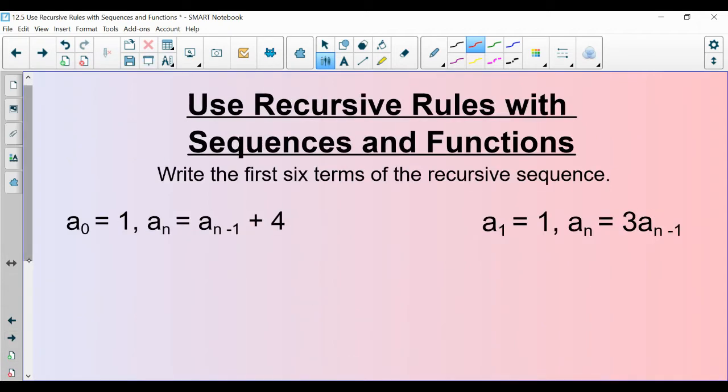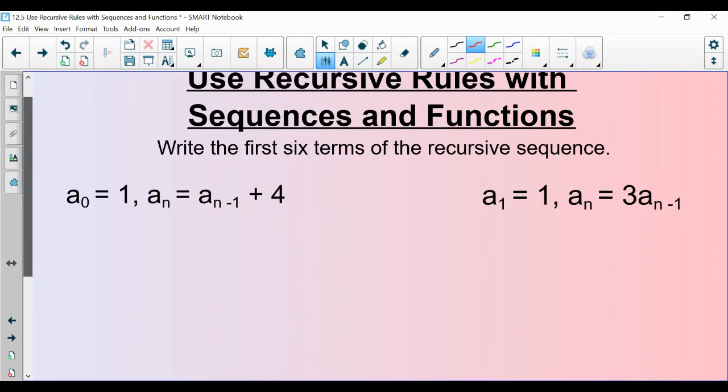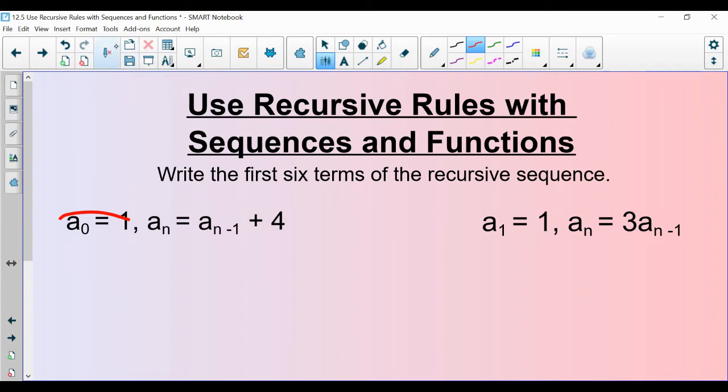Let's look at an example here. Write the first 6 terms of the recursive sequence. So in this problem, I'm going to say, the 0th term is 1, a sub 0 is 1. I want to know a sub 1 next. I already know the a sub 0th term. The next term would be a sub 1. I need to know what a sub 1 is.